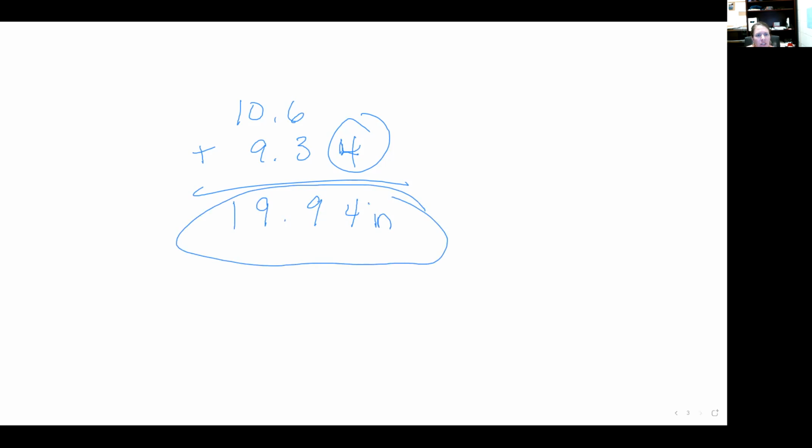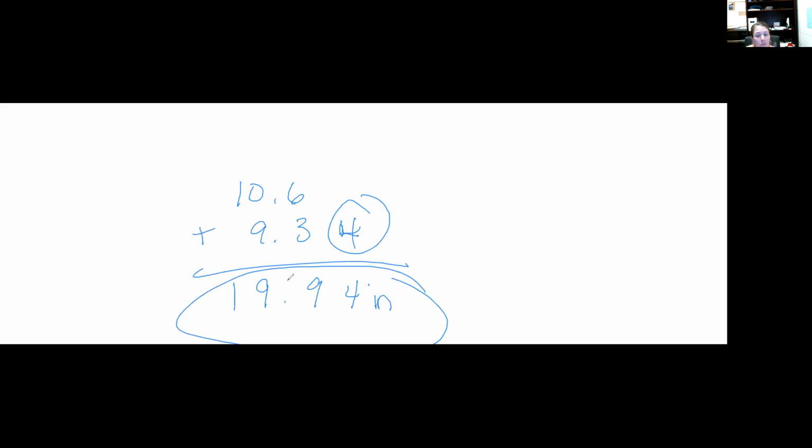So when you put this in here, you would put 19.94 inches. Some people for this answer only put 19.4, but because we're talking about rounding to the degree of precision, you would need to round it to the rightmost significant digit, which would be the hundredths spot.